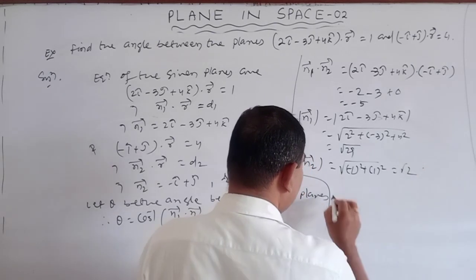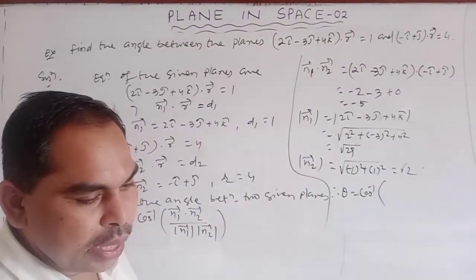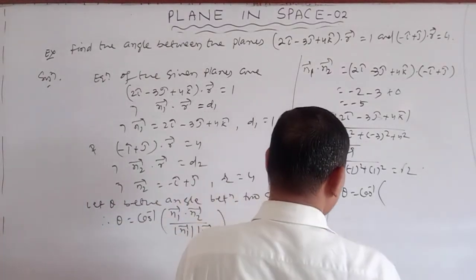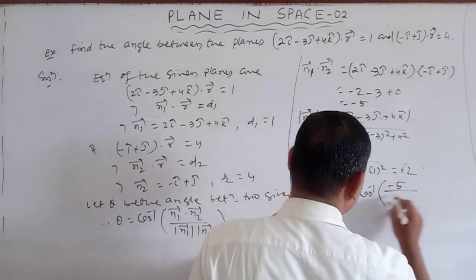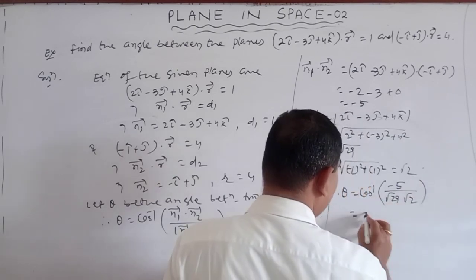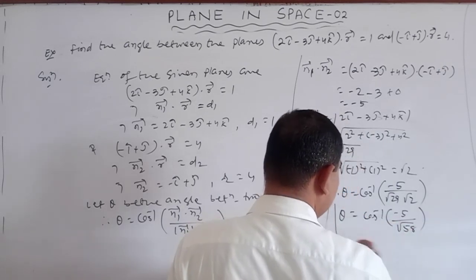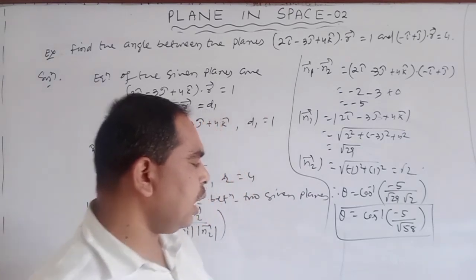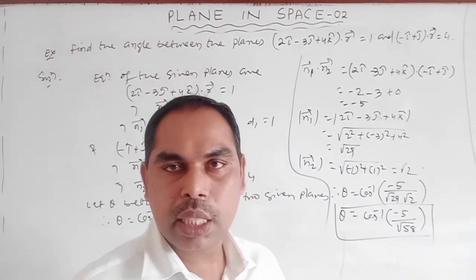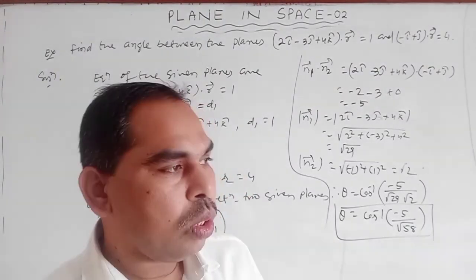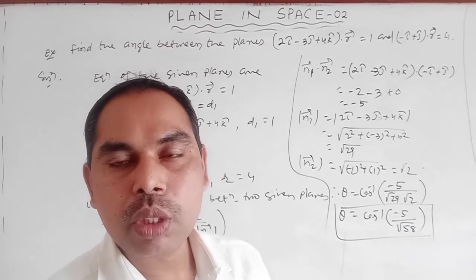Okay, so therefore theta is equal to cos inverse n1 dot n2, which is minus 5 by root 29 into root 2, is equal to cos inverse minus 5 by root 58. This is the angle between two planes. Okay, the acute angle is cos inverse simply 5 by root 58. Okay, in the next class we shall do the problems of the exercise and also the perpendicular distance from the point to the given plane. Okay.